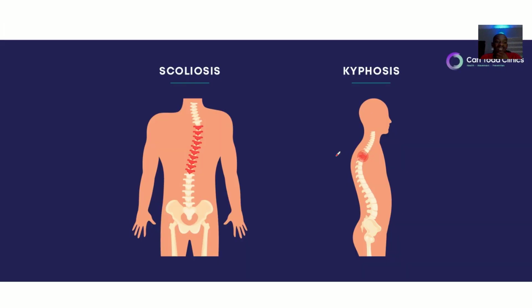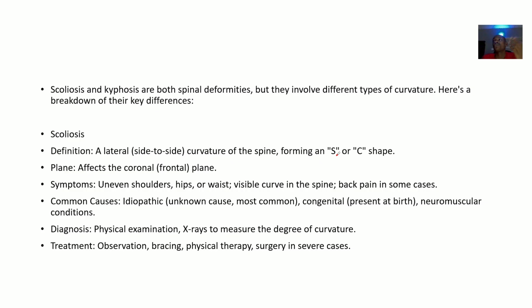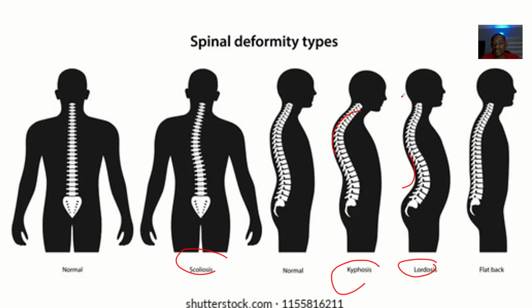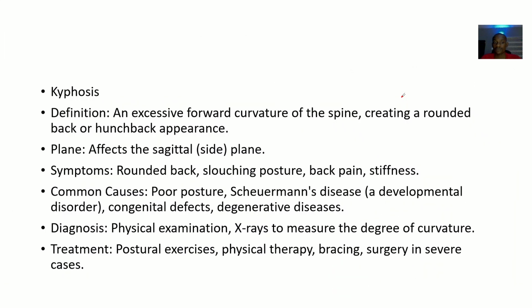All right. So let's get to look at all of them, where we discuss each one of them. But at the end, where you combine all the knowledge, you can now know the difference from the images and all of that. All right. So scoliosis, kyphosis, and lordosis are all spinal deformities. Okay. So they involve different types of curvature. Different parts of the spine are affected. This is the best image for this.